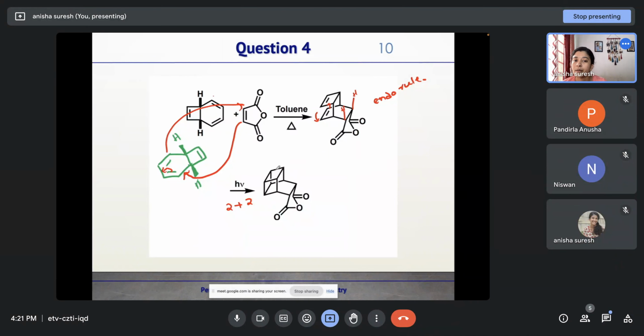Clear? Can I assume you are understanding? You can respond in the chat box as well. Okay, okay.